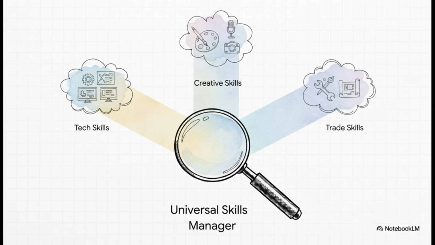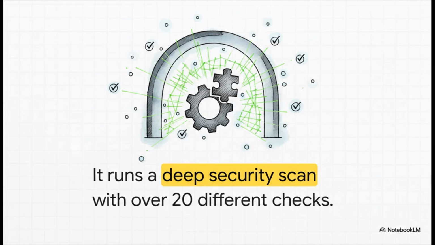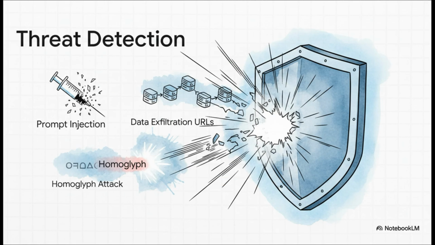First up, it searches 3 marketplaces at the same time to find the skill you're looking for. Then, and this is crucial, it runs a deep security scan with over 20 different checks. It's designed to catch nasty stuff like prompt injection, credential theft, and even shell exploits.